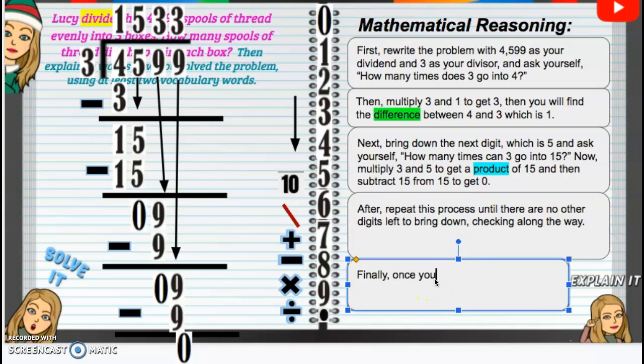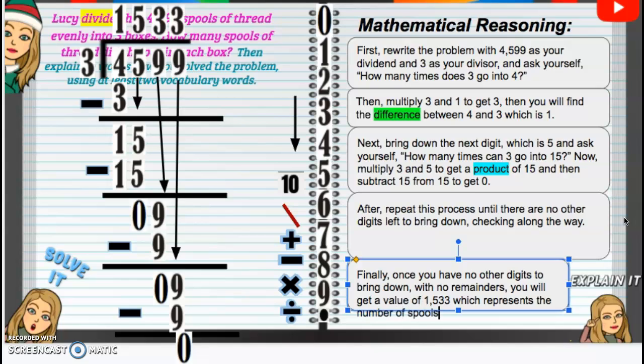Finally, once you have no other digits to bring down, with no remainders, you will get a value of 1,533, which represents the number of spools in each box.